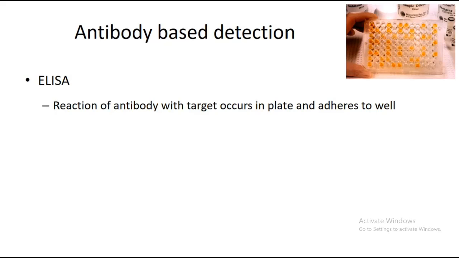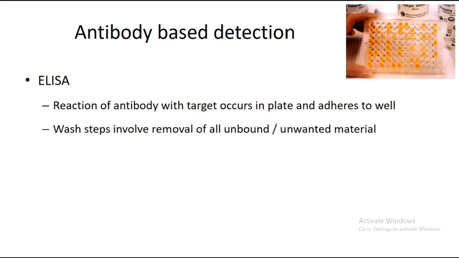Okay. And the way we're able to do that is you have the antibody-antigen or target reaction, and because the antibody and antigen are rigidly bound to the plastic plate, we can then undertake a series of wash steps to remove the rest of the unwanted material, okay, all the other proteins in the blood.